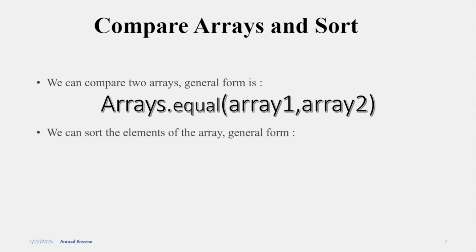And how can we sort the elements of an array? The general form is Arrays.sort(array), where array is the name of the array that we have declared. This will sort the array series wise, like in alphabetical order, or in the typical integer order for integers. So let's go to our IDE and we will see how these things work.